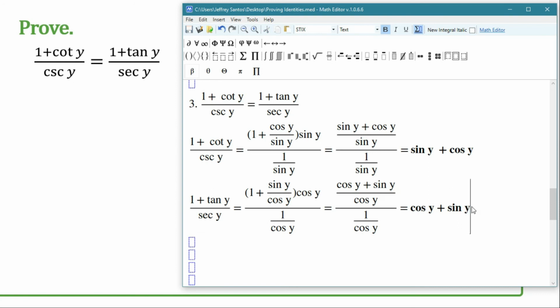Alright, so in this example, we have illustrated that we can actually manipulate both sides of the equation, making both sides simpler. Okay, both expressions on both sides are simpler.